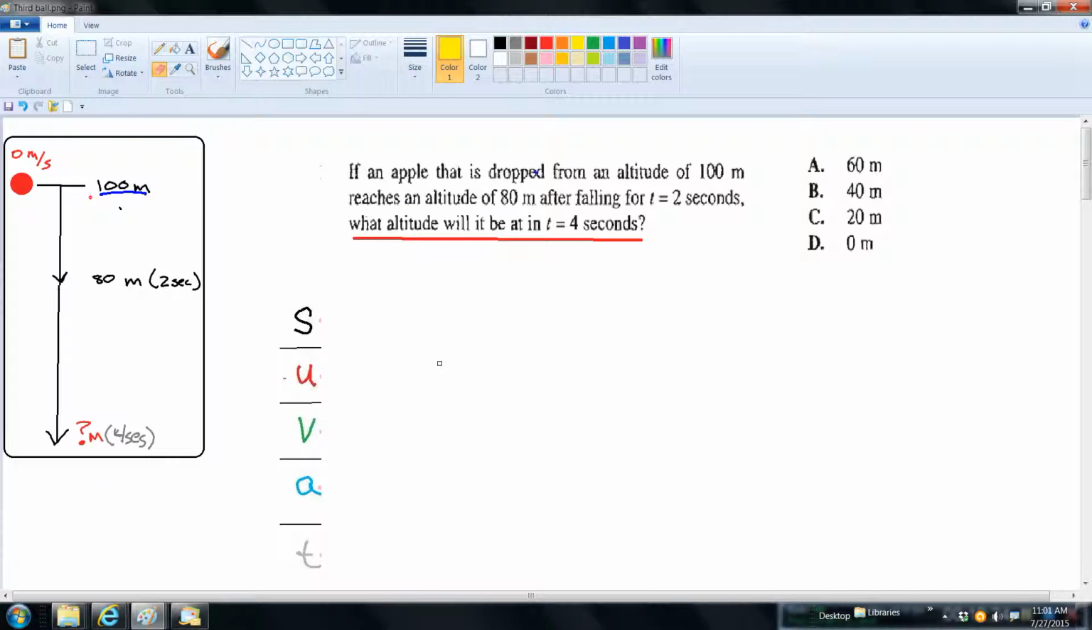Alright, if an apple is dropped from an altitude of 100 meters, reaches an altitude of 80 meters after falling for 2 seconds, what altitude will it be at in 4 seconds?